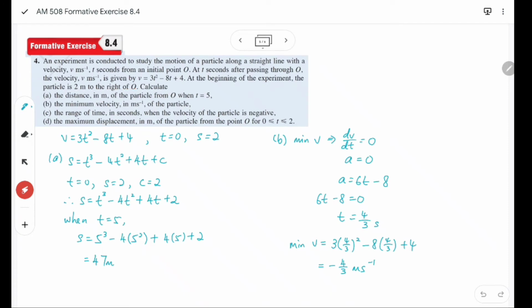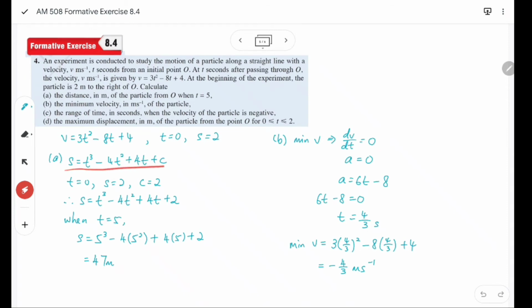So gather all the information. We have v equals 3t squared minus 8t plus 4. When t equals 0, s will be equal to 2 because it is 2 meters to the right of O. So we have positive 2 for displacement. So A, calculate the distance in meters of the particle from O when t equals 5. So we need to find the displacement of the particle.